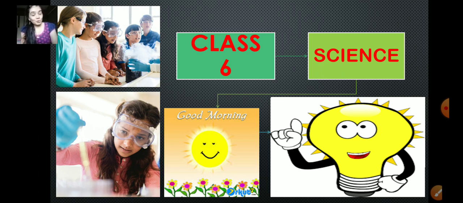So, welcome back to our science class. Today, we are going to continue our lesson. Chapter 4, Sorting Materials into Groups.